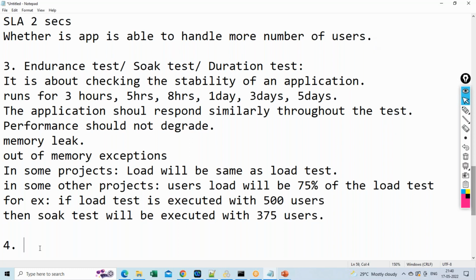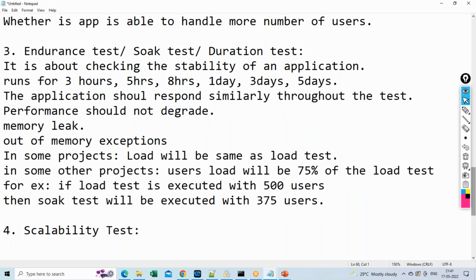The next type of test is scalability testing. What do you mean by scalability testing? A few minutes ago, when we referred to terms like speed, stability, and scalability, the term scalability refers to the scalability test here. Direct mapping. It's all about checking the scalability of the application. So what do you mean by scalability?